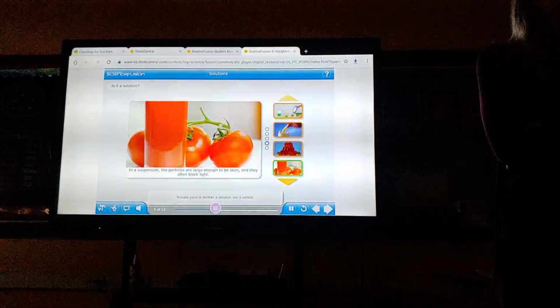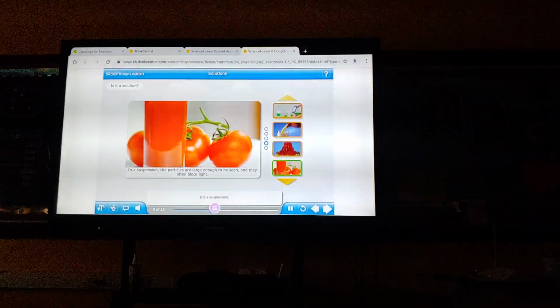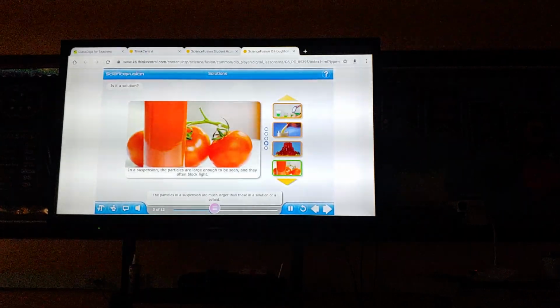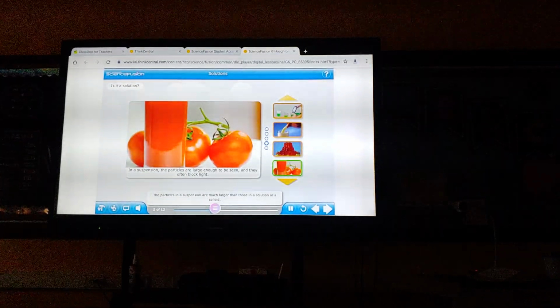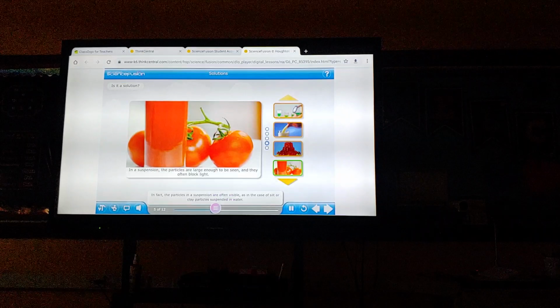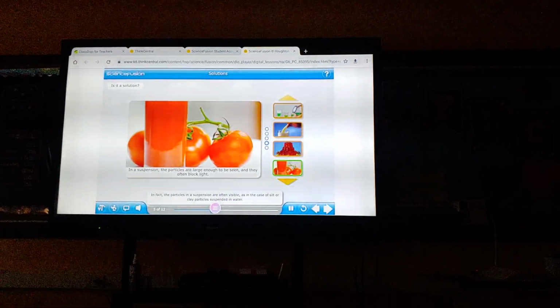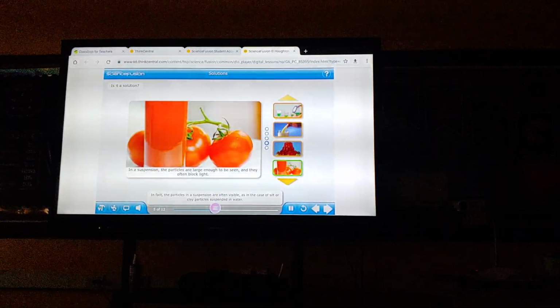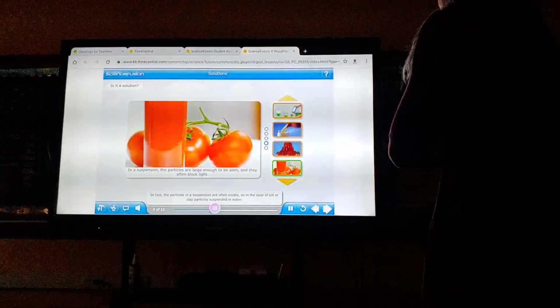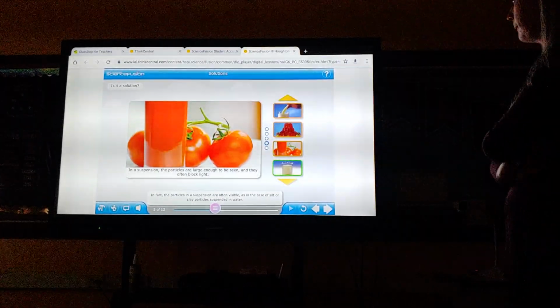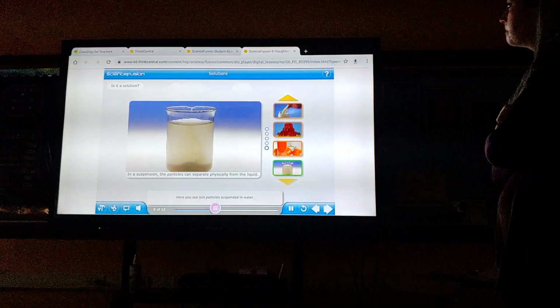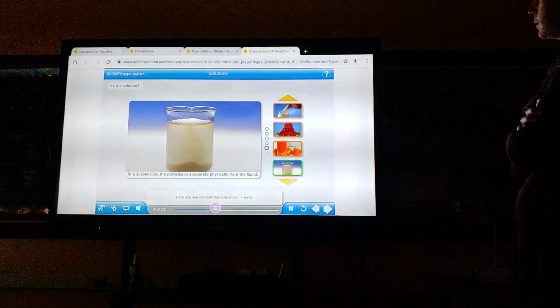Tomato juice is neither a solution nor a colloid. It's a suspension. The particles in a suspension are much larger than those in a solution or a colloid. In fact, the particles in a suspension are often visible, as in the case of silt or clay particles suspended in water.